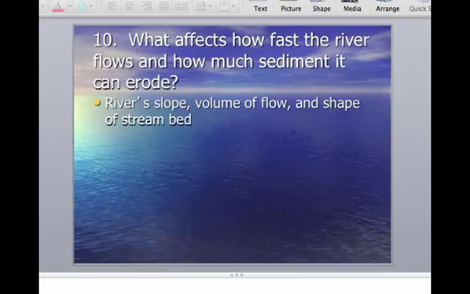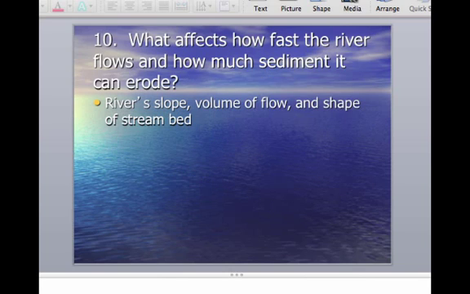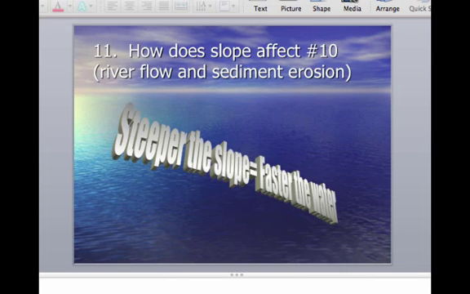So let's look at those in detail. So remember, the steeper the slope, the faster the water. So slope affects river flow, and when we say number 10, I'm just referring back to the last question. It affects how fast the river flows and how much sediment erodes: the steeper the slope, the faster the water.